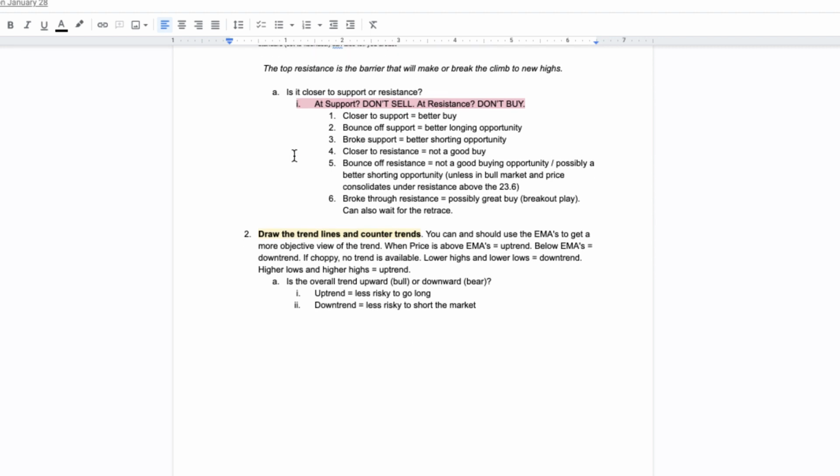Is it closer to support or resistance? If it's at support, then don't sell. I never sell if it's at support. If it's at resistance, don't buy. I never buy if it's at resistance, period.